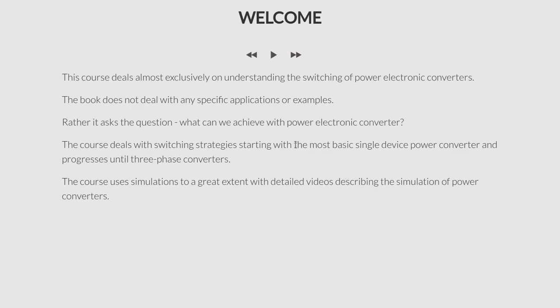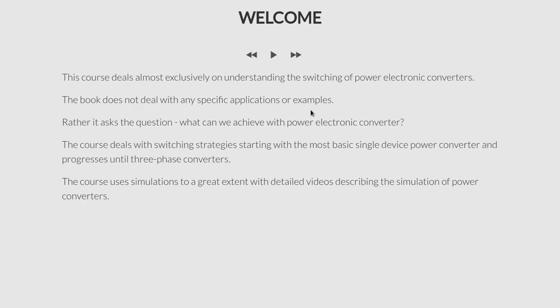So to begin with, this course deals almost exclusively with understanding the switching of power electronic converters. That's all we are doing. We are just looking at switching strategies of power electronic converters. This course will not deal with any specific applications or examples. For example, we will not deal with electric vehicles, or UPS or active filters, or any other specific application that one may expect in a power electronic course, right?